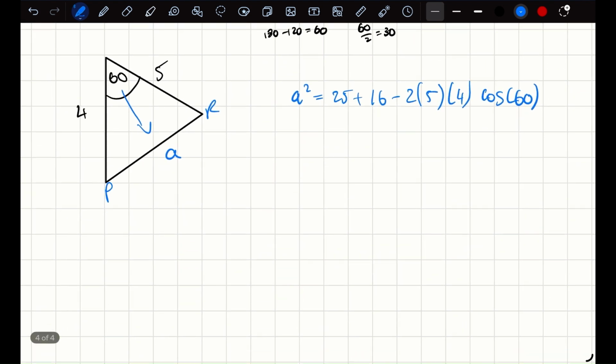Okay, so now we simplify this. So 25 plus 16 is 41. 2 times 5 times 4 is 40. And cosine of 60 is 1/2. And this simplifies to 21. So A squared equals 21. So A is equal to square root 21, which is equal to PR. Nice.